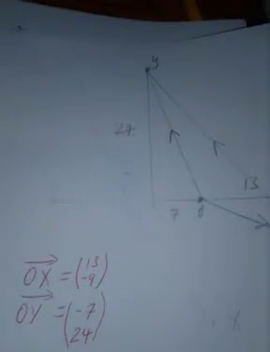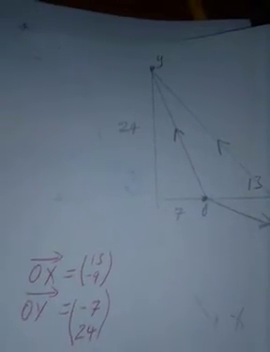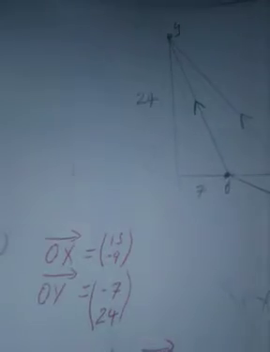OY, I am going from O to Y. Sorry, it was hard to see that just now. OY is equal to minus 7 and 24. X is minus 7, so I'm going to the left, and then I'm going up 24 units, roughly. So OY looks like this, roughly.